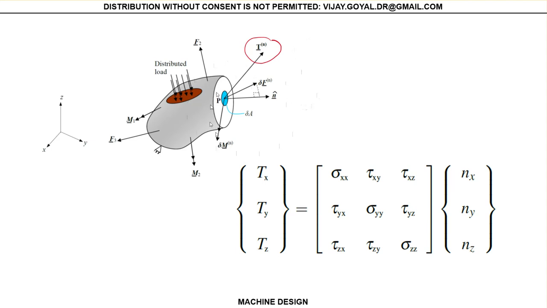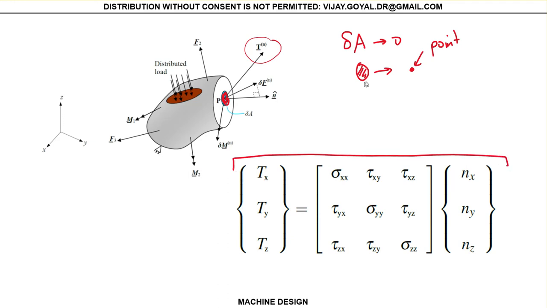You can show after some mathematics what happens when I take my delta A goes to 0. Delta A is this area right here. So if that area goes to 0, can you guess what happens if this whole area goes to 0? This becomes what? It becomes a point. Thank you. So this becomes a point. So your entire equation, this whole equilibrium equation, is defined at a point.